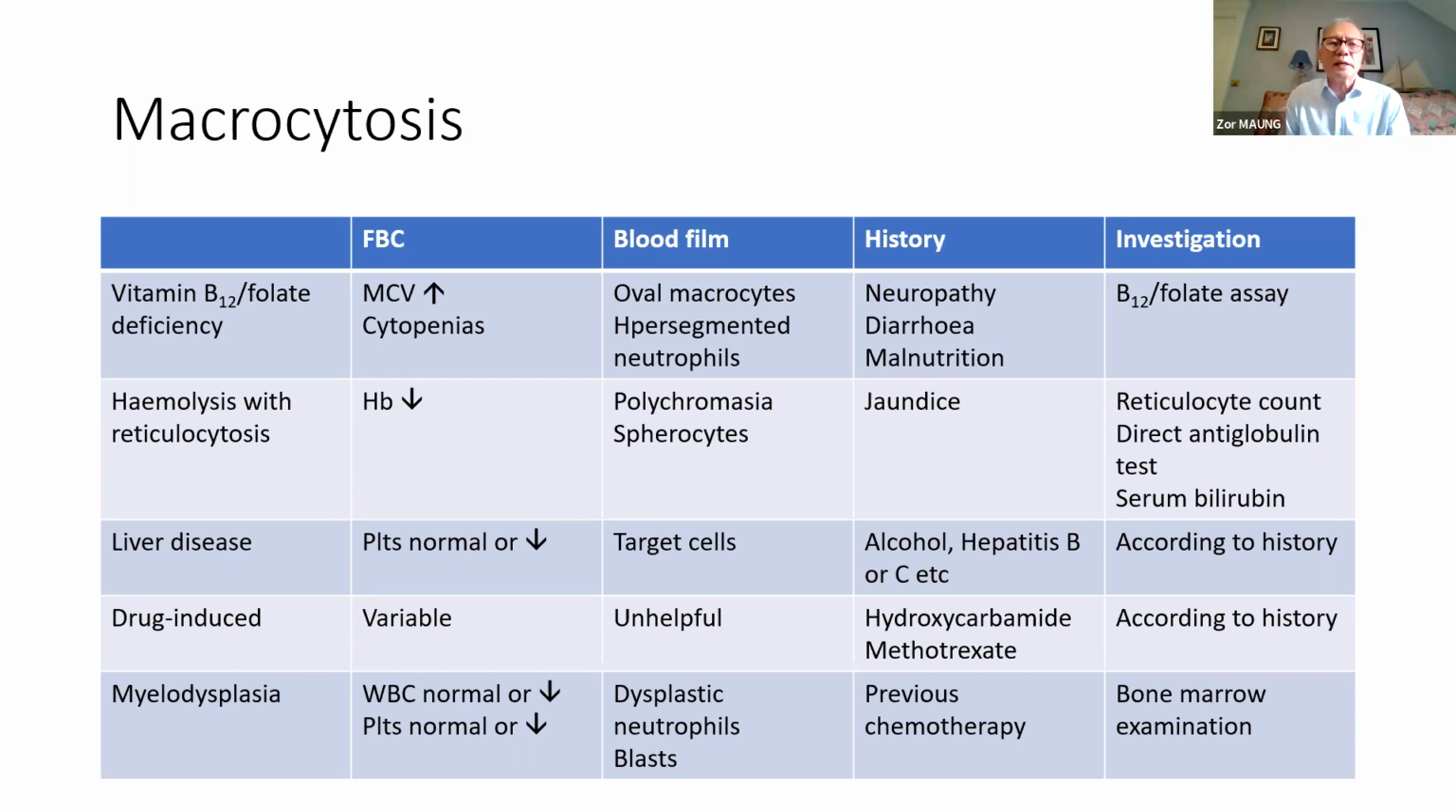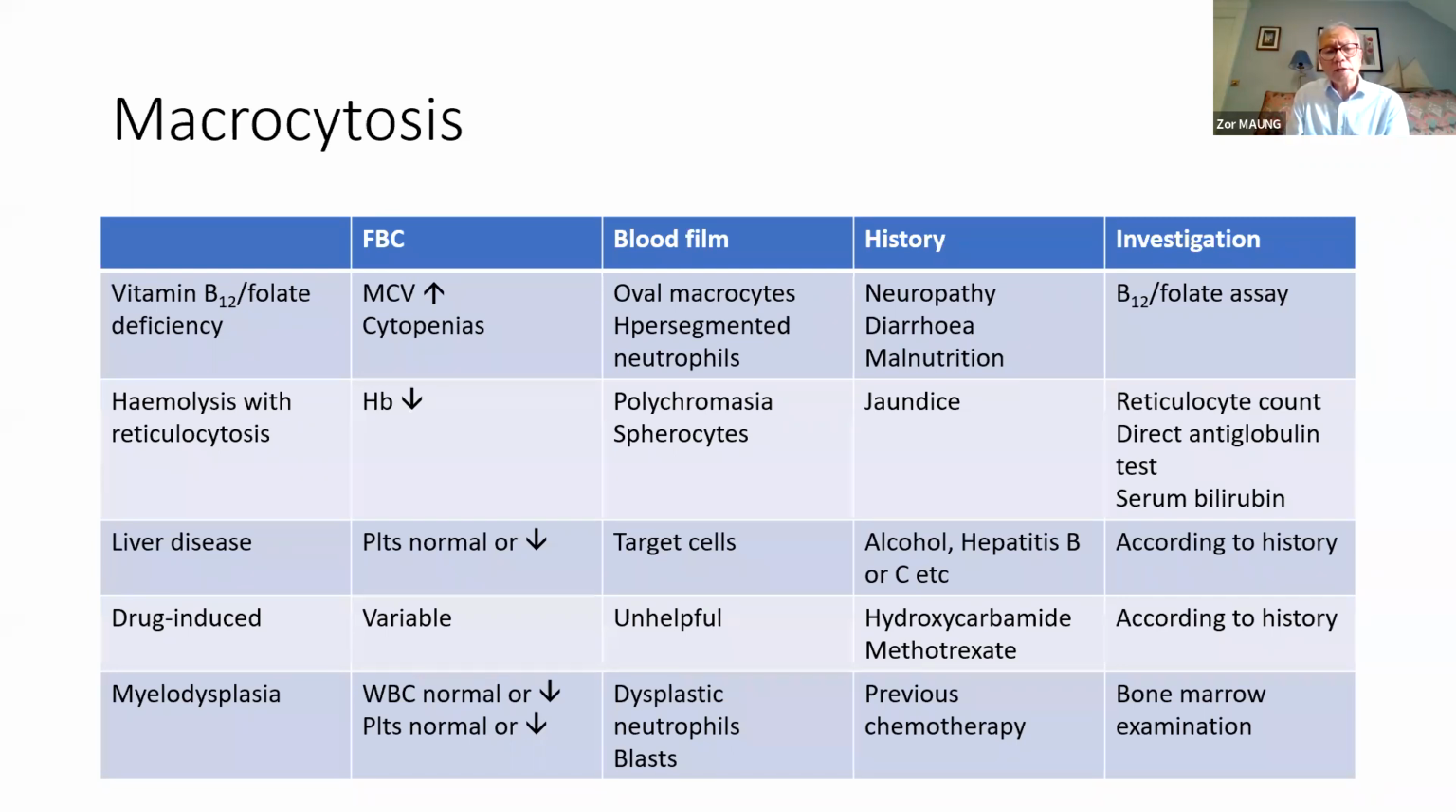So haemolysis: the patient may have jaundice, the signs of haemolysis, so the reticulocyte count will be increased. You can do the next test as a reticulocyte count.